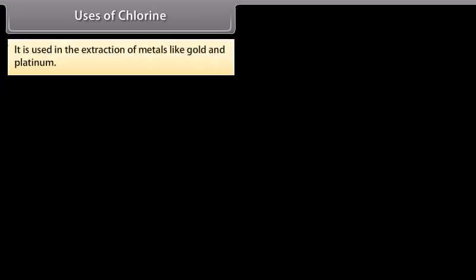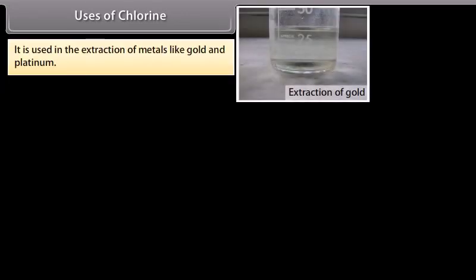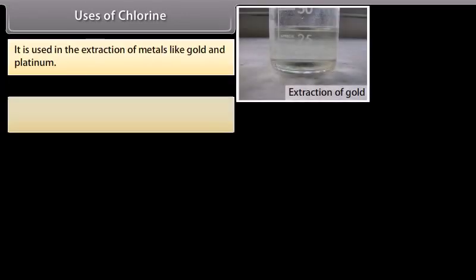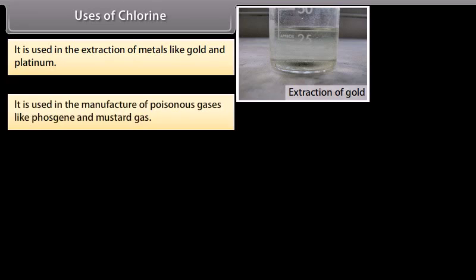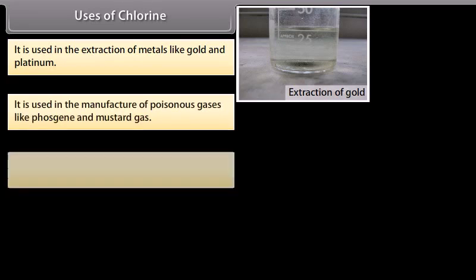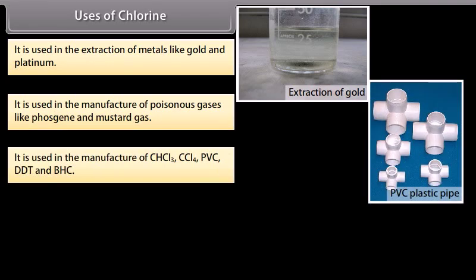Uses of chlorine. The important uses of chlorine are following. It is used in the extraction of metals like gold and platinum. It is used in the manufacture of poisonous gases like phosgene and mustard gas. It is used in the manufacture of CHCl3, CCl4, PVC, DDT, and BHC.